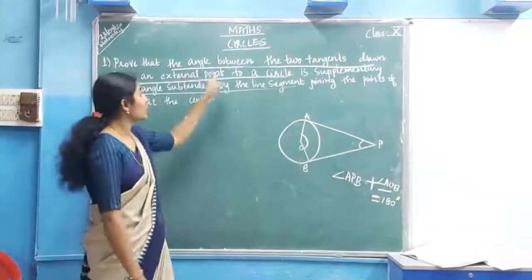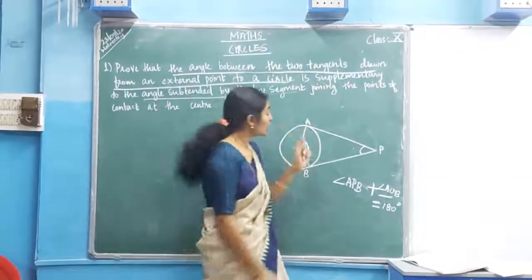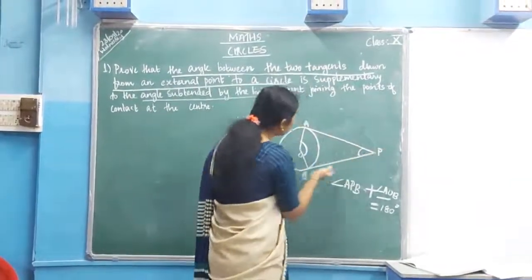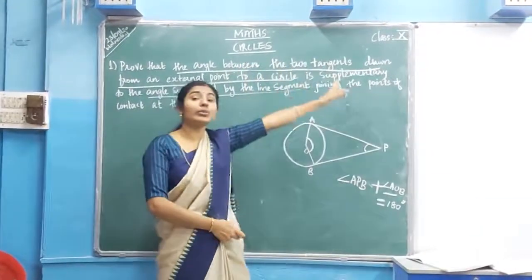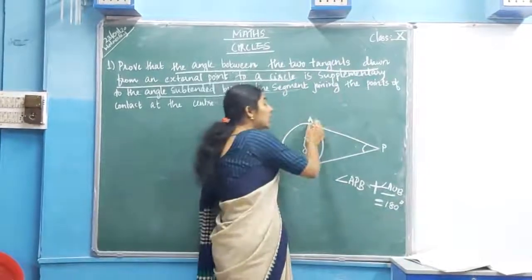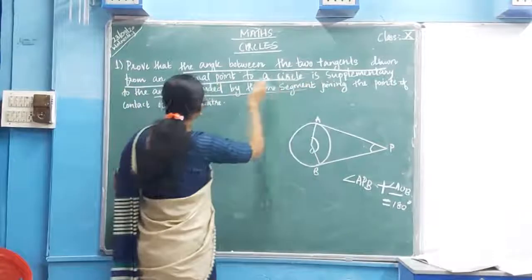Again you see, first of all they are saying about two tangents drawn from an external point. So the two tangents are AP and PB. And here they are saying about angle between two tangents. So which is that angle? Angle APB. Now again continue this question.